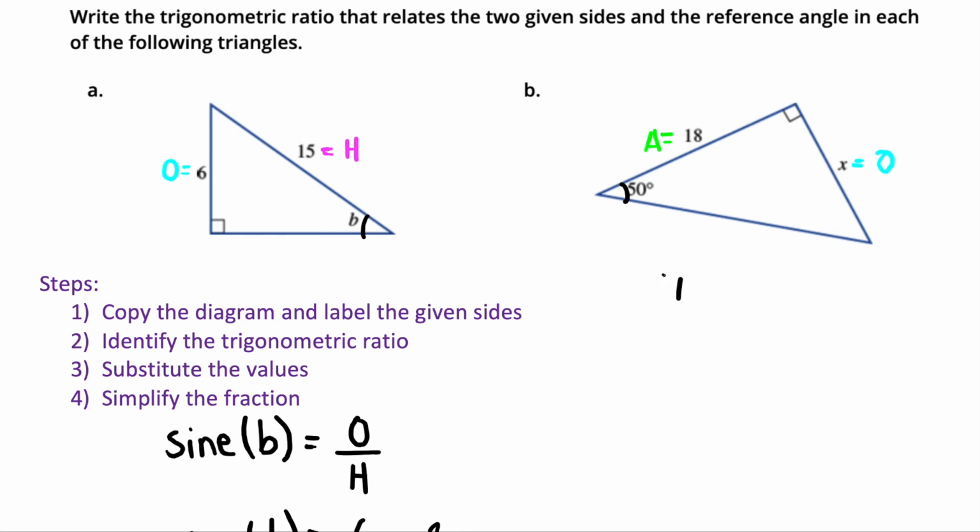So the tangent of 50 degrees is going to be equal to x over 18. And in this case, I can't simplify it anymore. This type of question is not asking me to find x. We're going to do a question later on trying to solve for x, but for the time being, it's just asking me to write the trigonometric ratio that relates to the angle. So I'm going to leave it there.